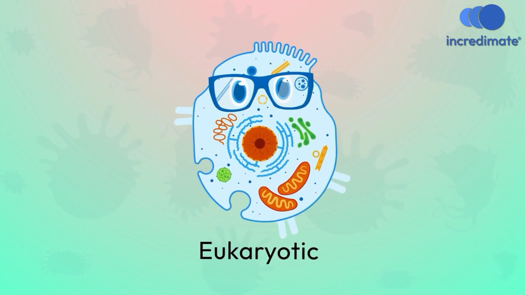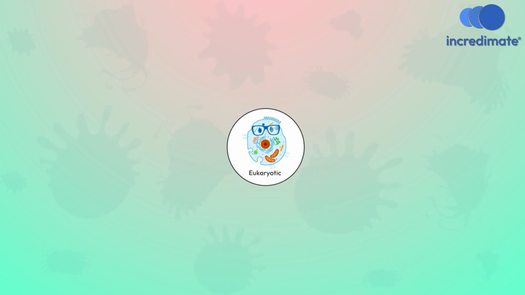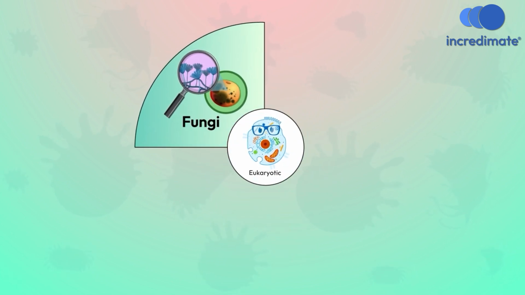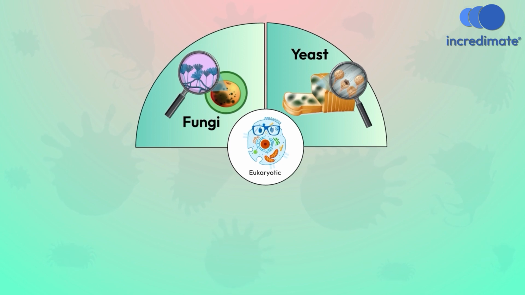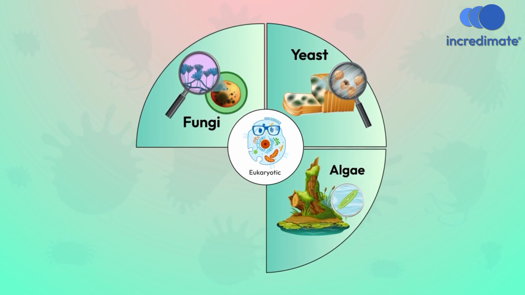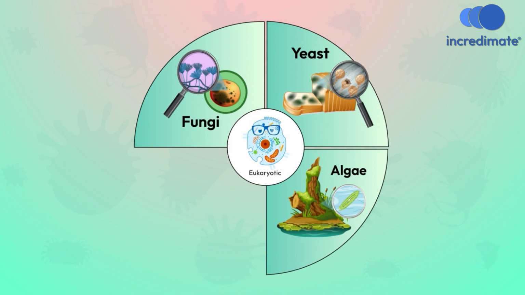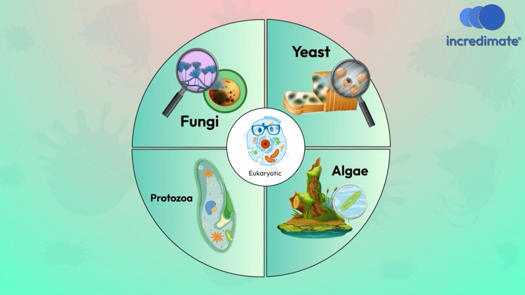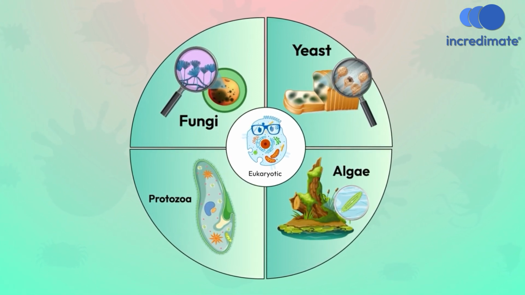Then there are eukaryotes, and it has a variety of types like fungi, which is multicellular with filamentous hyphae, and yeast, which are unicellular and round. Algae, which contain chlorophyll and are photosynthetic. Protozoa are unicellular, free-living organisms that lack a cell wall.